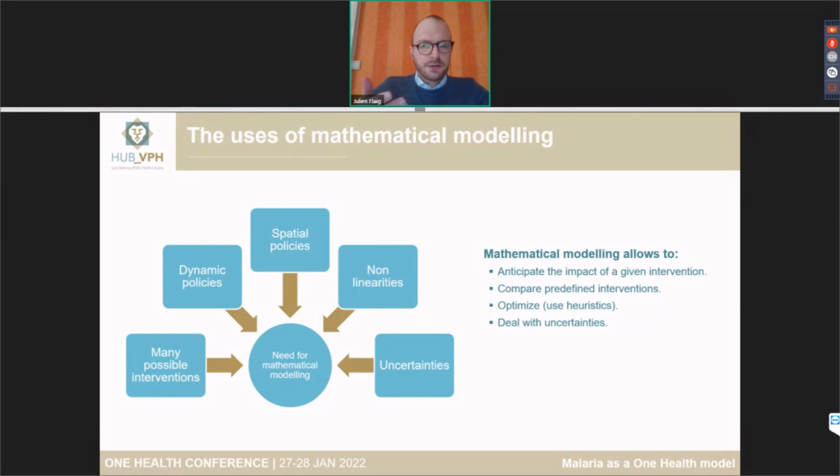It can also be used to do optimization. Optimization means trying to find the best policy among many policies without assessing them one by one, because this would be impossible. And finally, numerical simulations can help to deal with uncertainties by running many simulations of uncertain scenarios.